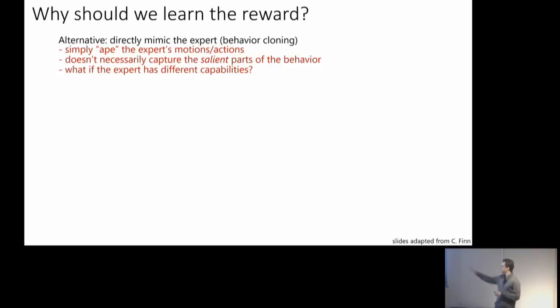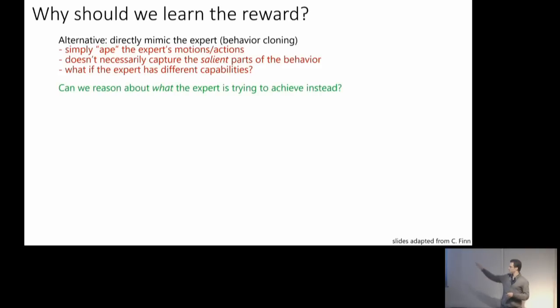And sometimes the expert has slightly different capabilities. Maybe they have a slightly different embodiment. Maybe they can do certain things that your agent cannot and vice versa. If you can recover their goal, then the agent can optimize that goal with its own capabilities and might end up doing the task differently, but achieving the same outcome.